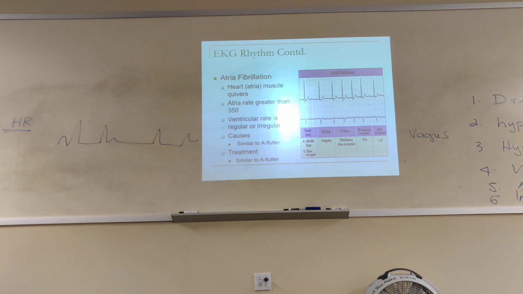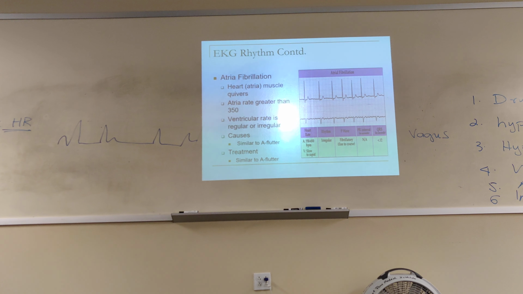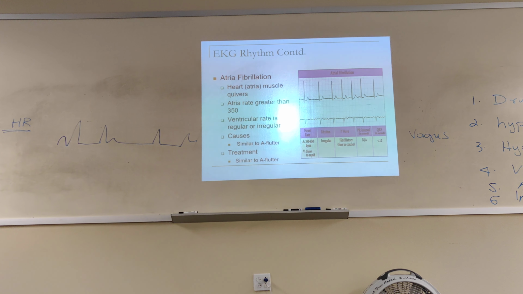The P waves are hitting. Okay? The atria will quiver. Ineffective contractions. The atria is doing this. Okay? That's what we mean by quiver. Now, ventricular rate is regular or irregular. Ventricular rate can be normal or abnormal. Remember, ventricular rate means how many signals made it to the AV node down to the Purkinje fibers. That's what gives you your ventricular rate.